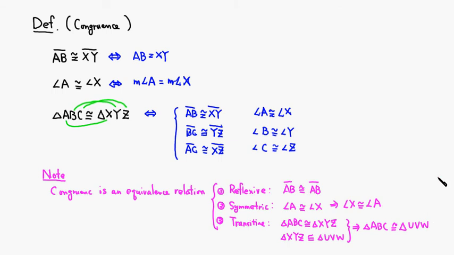So these are the congruences. Congruent segments just mean that they have the same length, the angles are congruent when they have the same measure, and the triangles are congruent when all corresponding sides are congruent and all corresponding angles are congruent. That's it. I hope that this was clear.